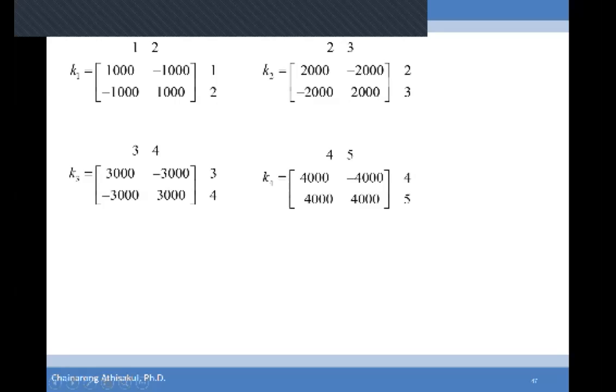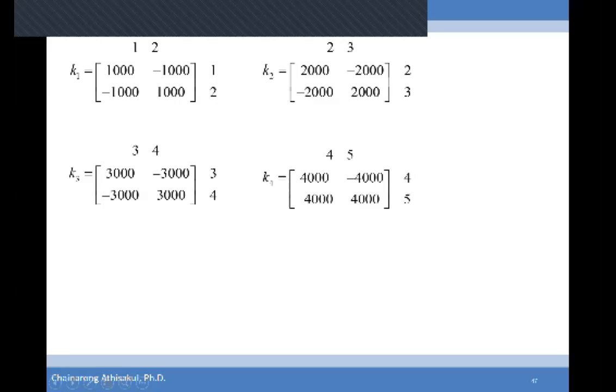Note that element number 1 is connected with node number 1 and node number 2. Element number 2 is connected with node number 2 and number 3, right? Element number 3 is connected with node number 3 and 4. And element number 4 is connected with node number 4 and 5. Okay. After that, we can write the expanded form.